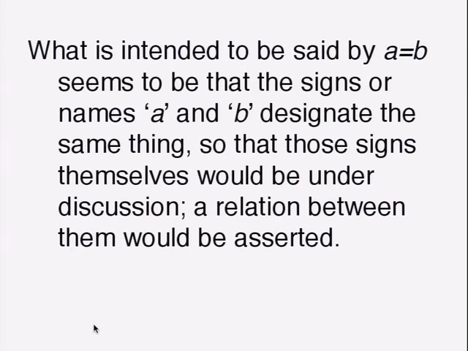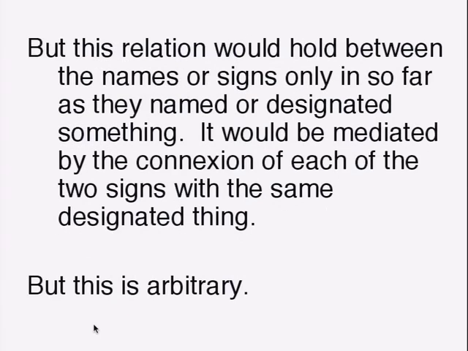So this is Frege: "What is intended to be said by 'A is identical to B' is that the signs A and B designate the same thing." So the signs themselves are what's under discussion. A relation between the signs is what's being asserted. So if you take an identity statement, you're actually talking about language, about signs. That's one theory. And Frege says that theory can't be right. He has two objections to it.